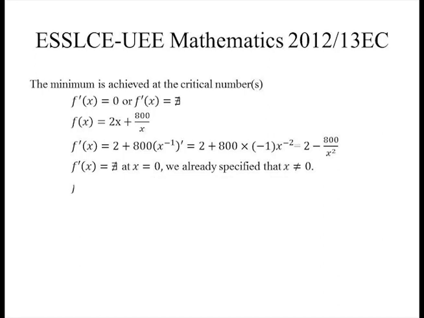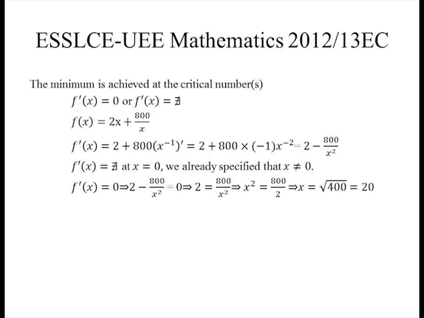So let's solve for x. F derivative of x is equal to 0. We determined f derivative of x as 2 minus 800 over x squared is equal to 0. Then to solve this expression, simply switch 2 and x squared. This implies x squared is equal to 800 over 2. Taking the square root of both sides, the square root of x squared is x, is equal to the square root of 800 divided by 2, which is 400. Square root of 400 is 20. That means x is 20.